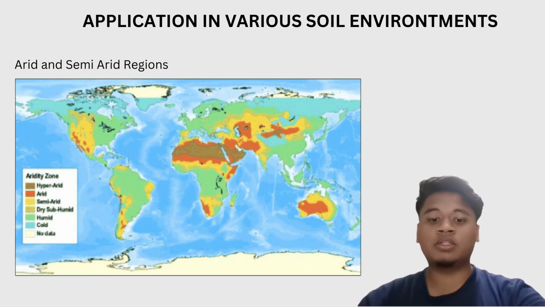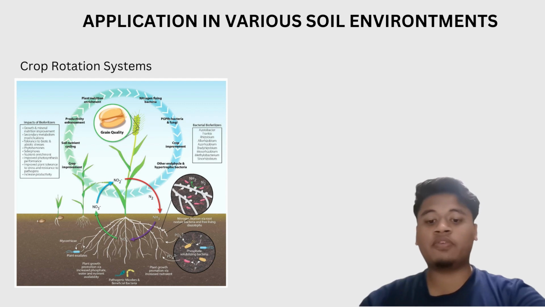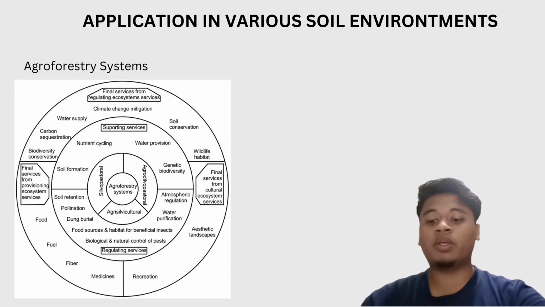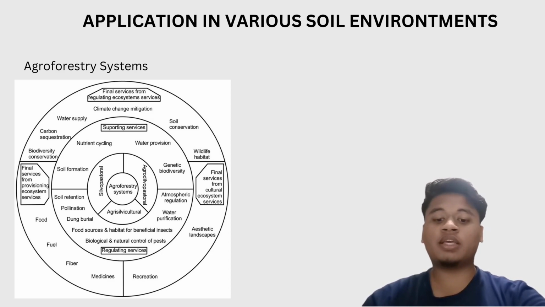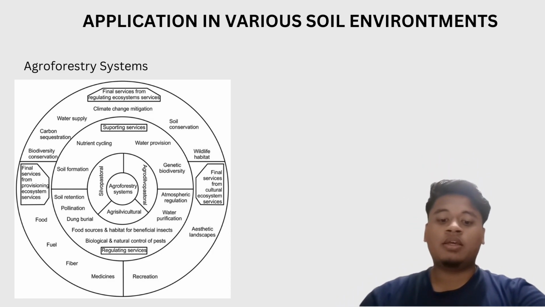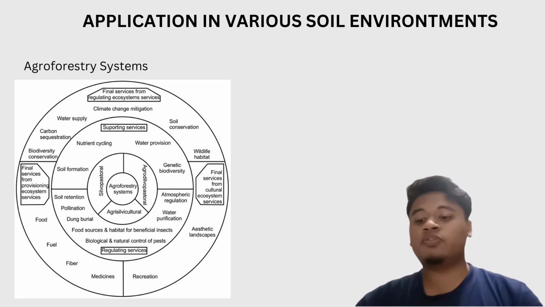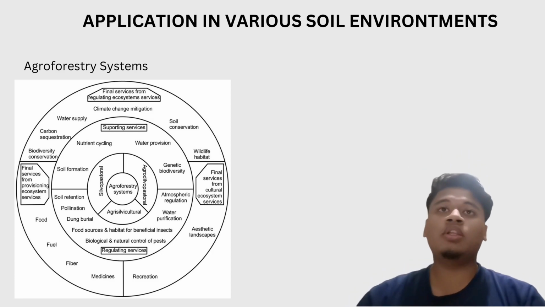Azotobacter plays a crucial role in crop rotation systems by providing a sustainable source of nitrogen to subsequent crops. Azotobacter is often employed in organic farming systems where synthetic inputs are minimized. In agroforestry, where trees are grown together, Azotobacter can enhance nutrient cycling by fixing nitrogen for both plant types. Azotobacter can be applied in greenhouse environments to enhance soil fertility in controlled conditions.